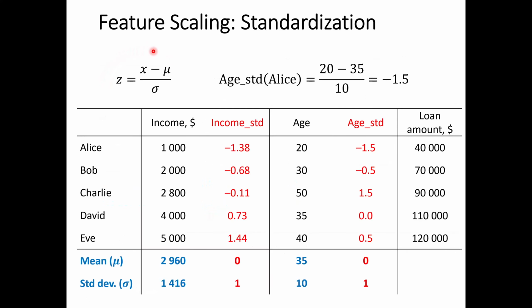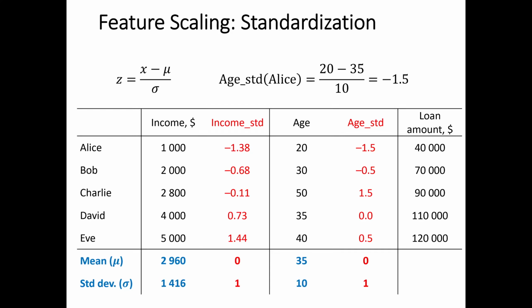Now let's apply the standardization formula and get the standardized feature values. For example, Alice's standardized age is minus 1.5. This means her age is 1.5 standard deviations below the average age of the clients. Using the formula, we obtained standardized features, income STD and age STD. Notice that the mean for both features has become 0, and the standard deviation is 1. So the features now share the same scale.